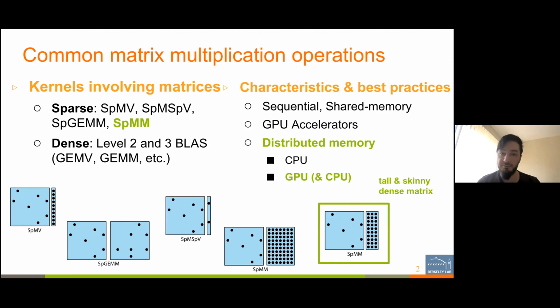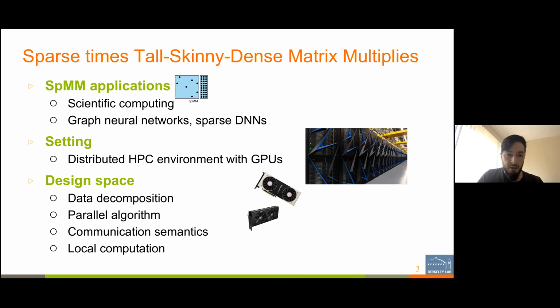In this talk, I will be focusing on sparse matrix times tall and skinny dense matrix multiplication. We are going to call this SpMM. This operation has a traditional application area in scientific computing, being used in block iterative solvers or matrix factorization. It has also attracted attention recently in machine learning, occurring in graph neural networks or sparse deep neural networks.